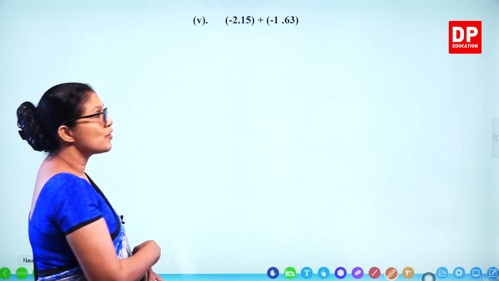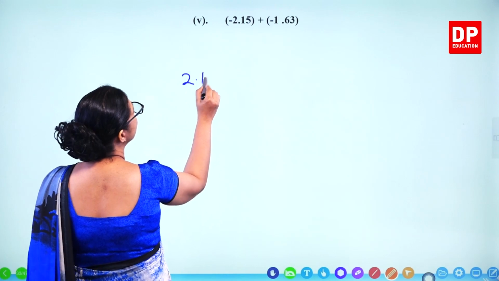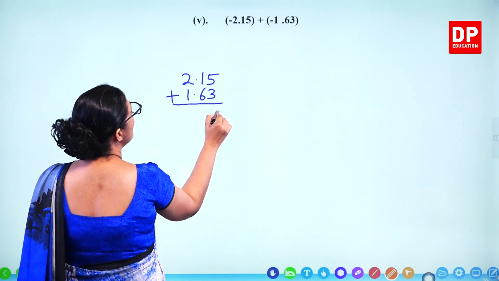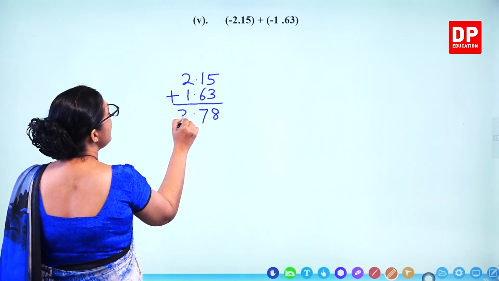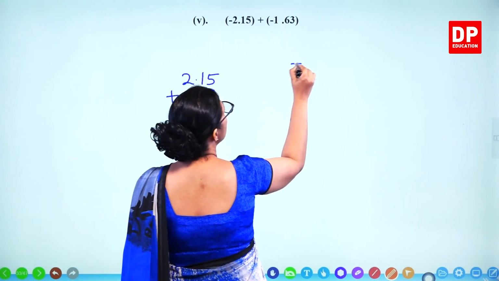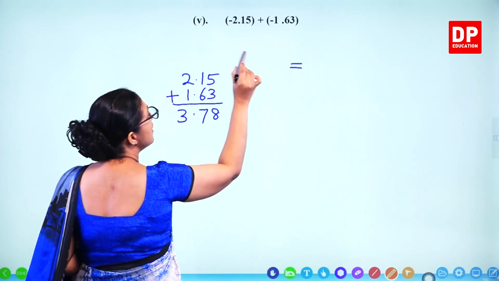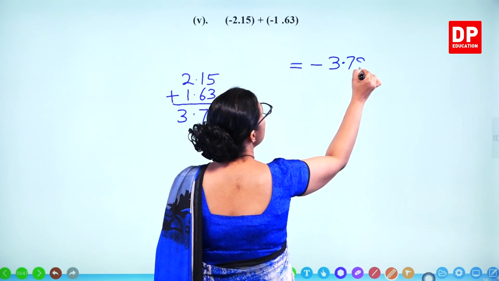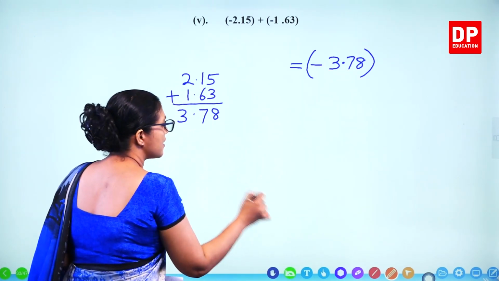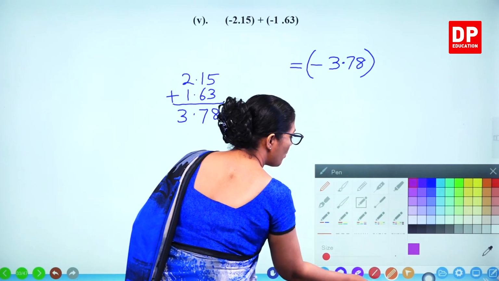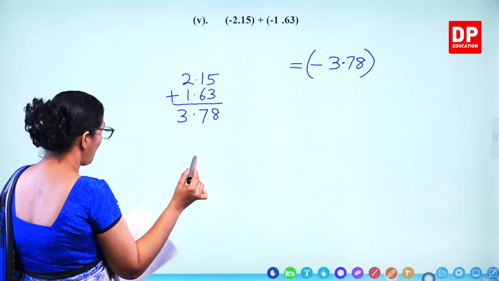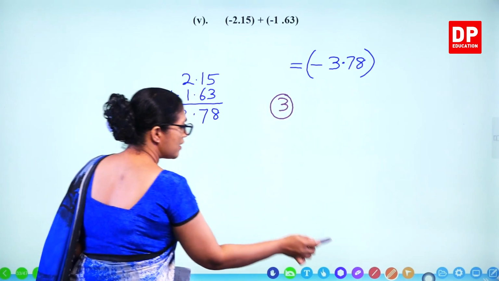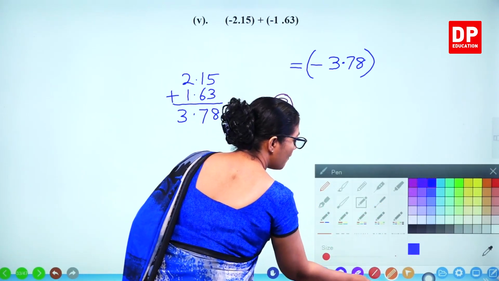Both are negative, so you take the addition. Add these two, 8, 7, 3. Then you put the sign of the numbers. Two numbers negative. 3.78. Both are negative. So how many marks do you get now? You get 3 marks for that. So altogether we gave 11 marks.